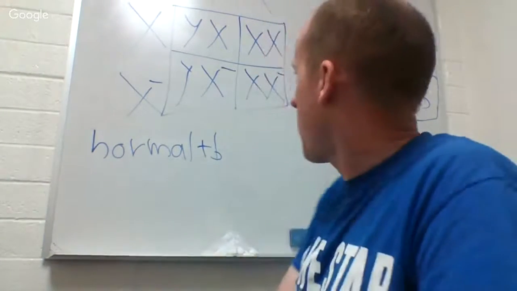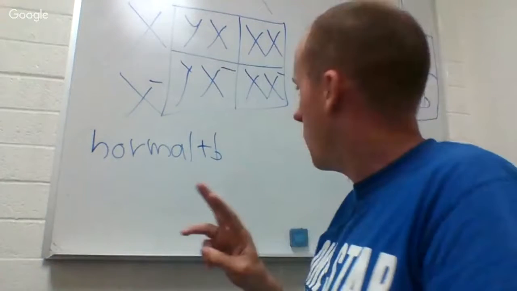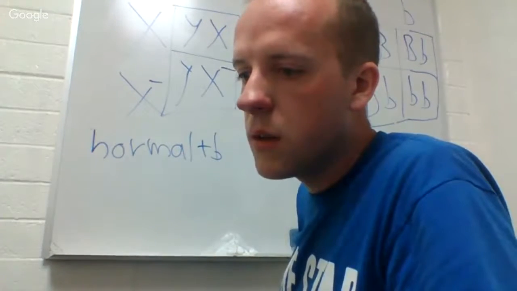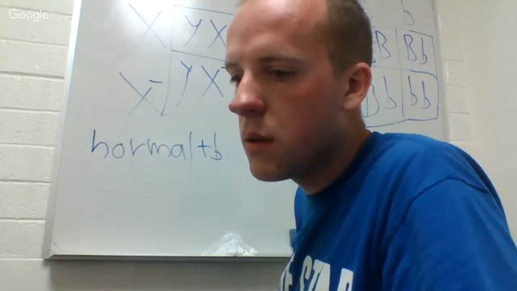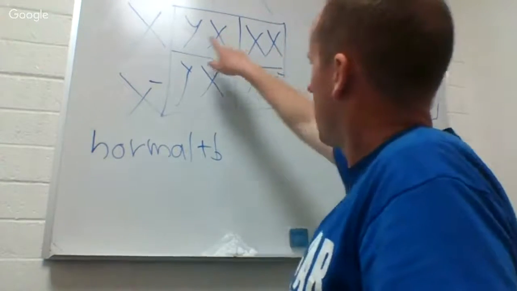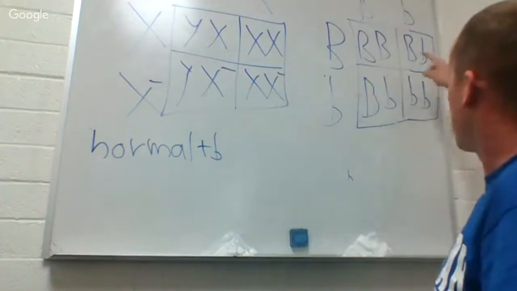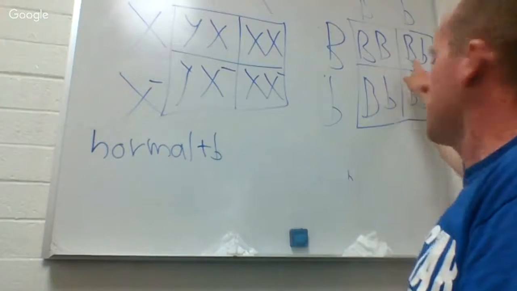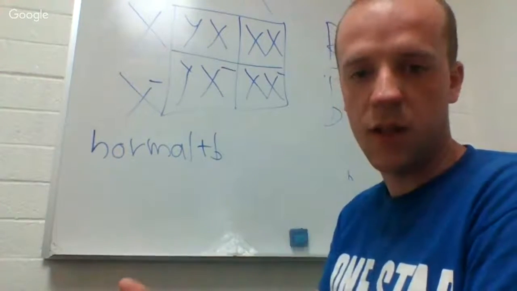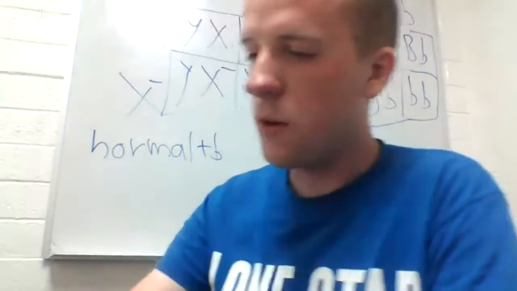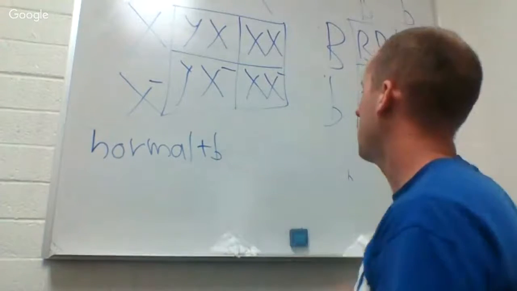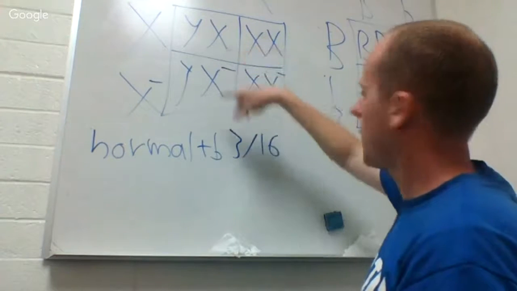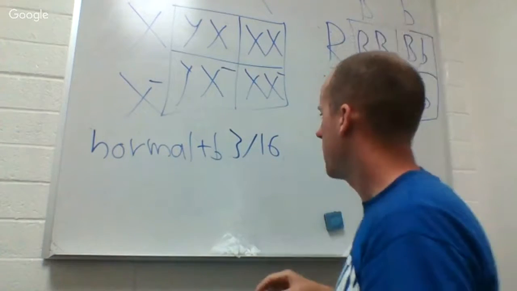So going back to where we were at. So 3/4 will be normal, and 1/4 will be black. Oh, sorry, because heterozygous, I forgot. Heterozygous is black and white spotted. Thank you. I forgot about that. So normal and black will be 3/16, because 3/4 times 1/4 is 3/16.